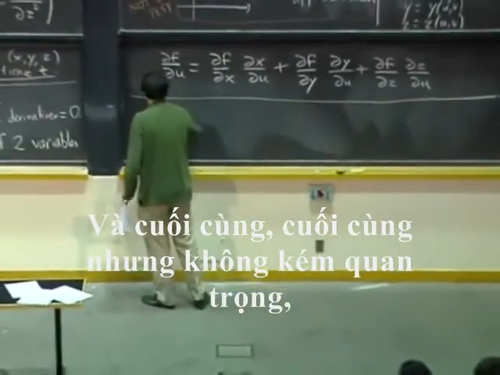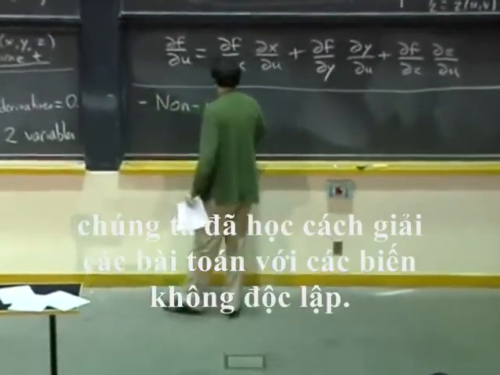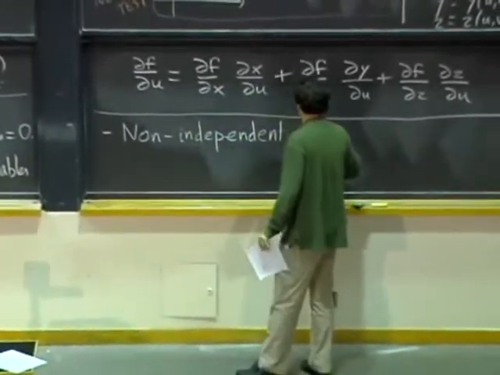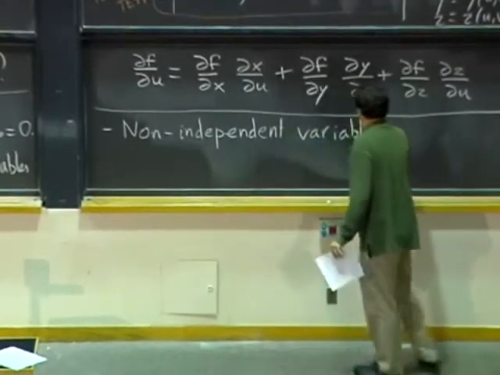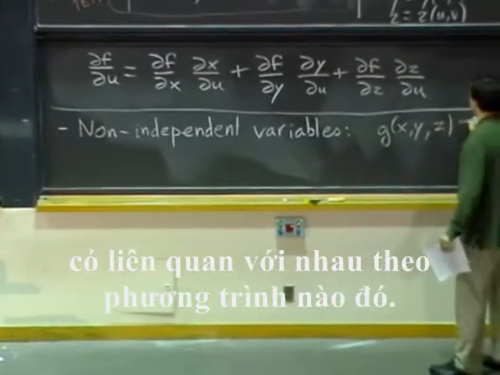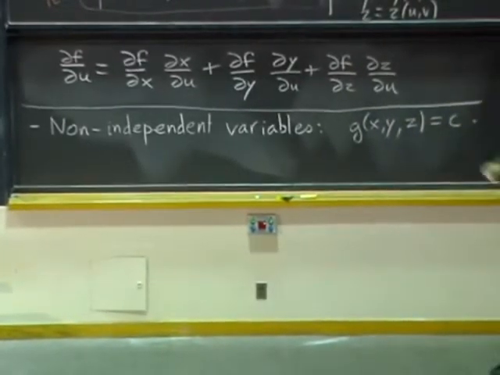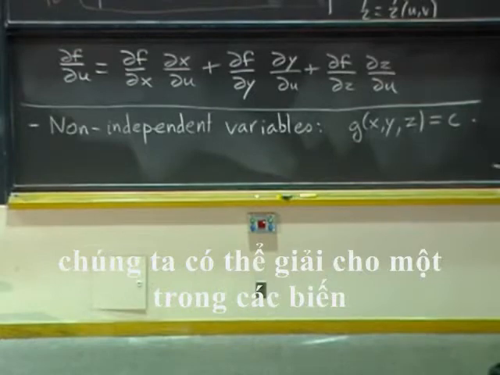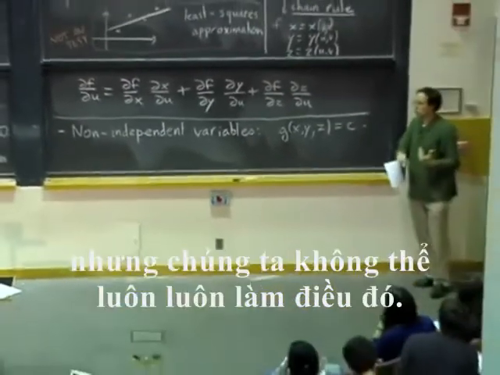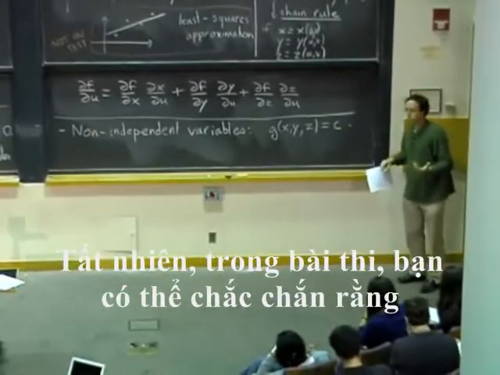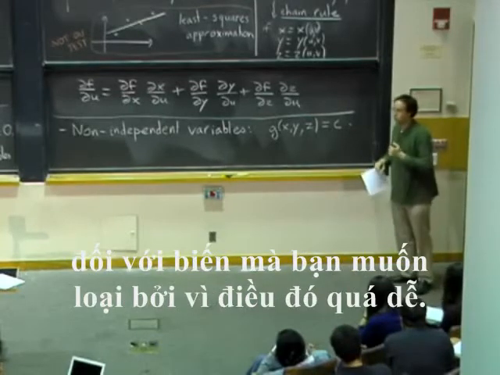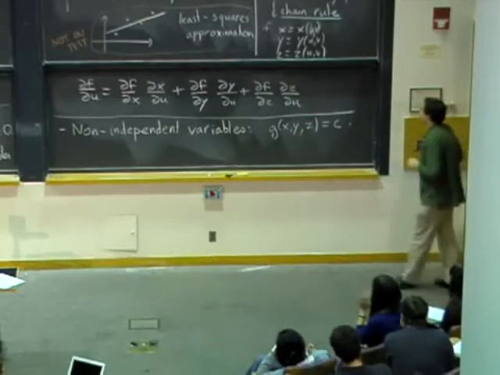And finally, last but not least, we've seen how to deal with non-independent variables. So when our variables, say, x, y, z, are related by some equation. So one way we can deal with this is to solve for one of the variables and go back to two independent variables. But we can't always do that. Of course, on the exam, you can be sure that I will make sure that you cannot solve for the variable you want to remove, because that would be too easy.